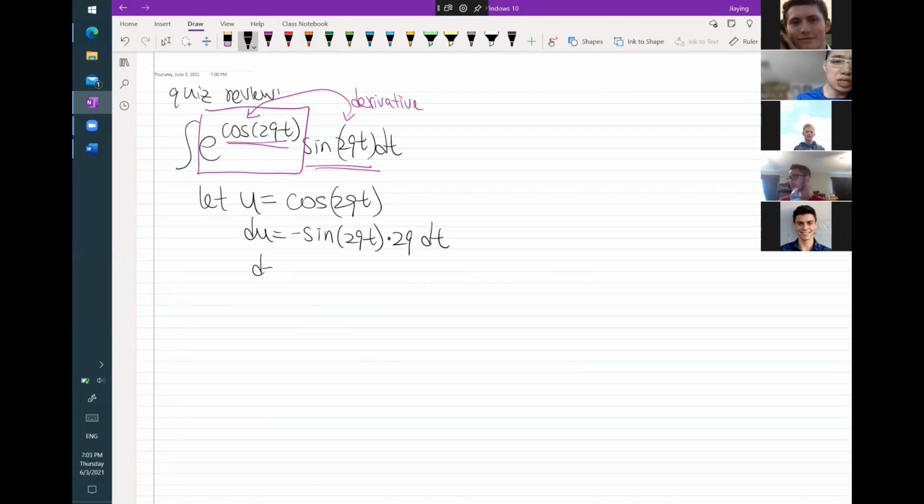Then solve for dt: we divide the expression from both sides, so we get 1 over, actually, negative 1.